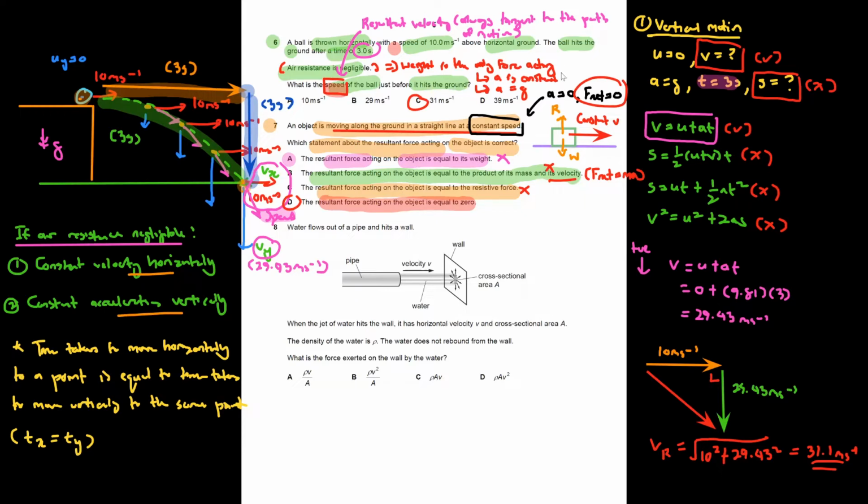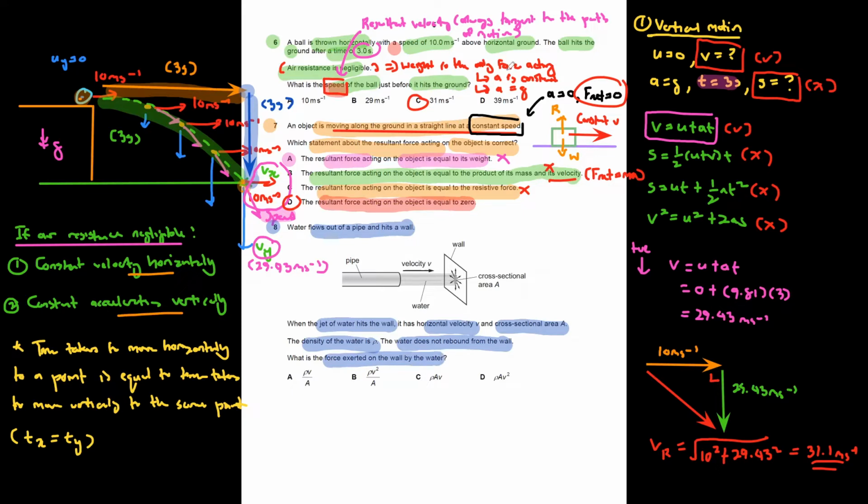Then if you're okay with this, let's move on to question 8. Now for question 8, water flows out of a pipe and hits a wall. When the jet of water hits the wall, it has horizontal velocity v and a cross-sectional area A. The density of water is rho. The water does not rebound from the wall. What's the force exerted on the wall by the water?